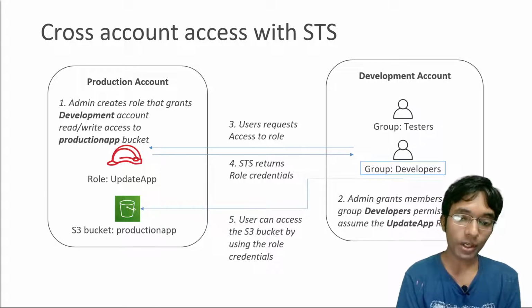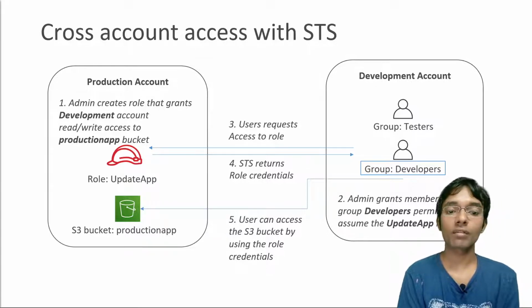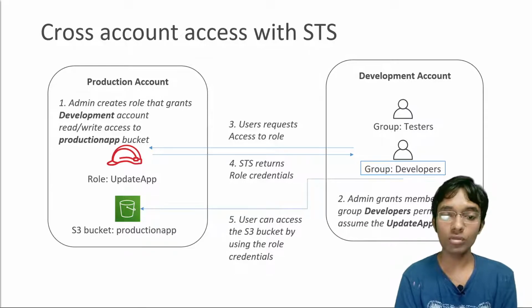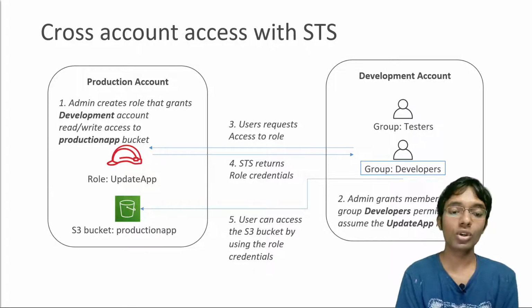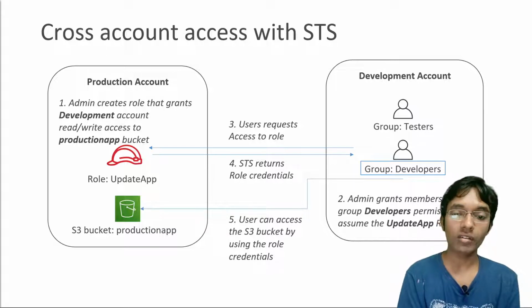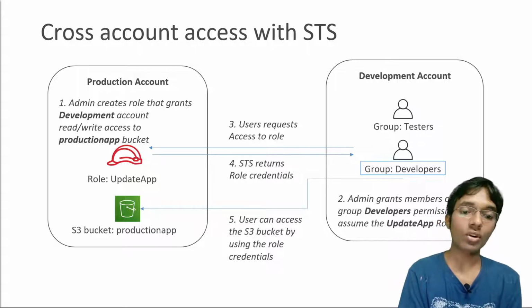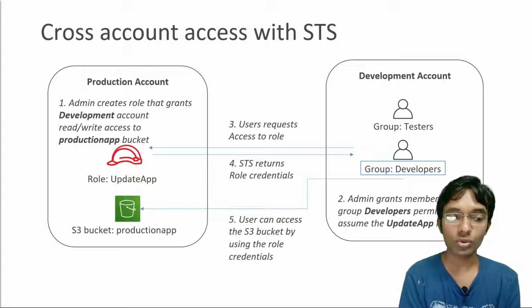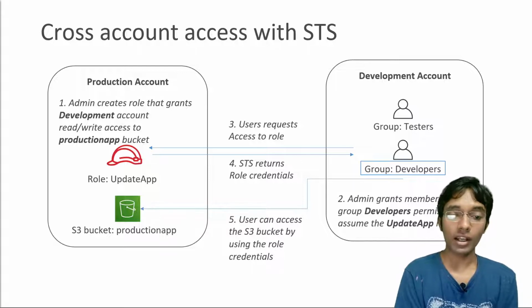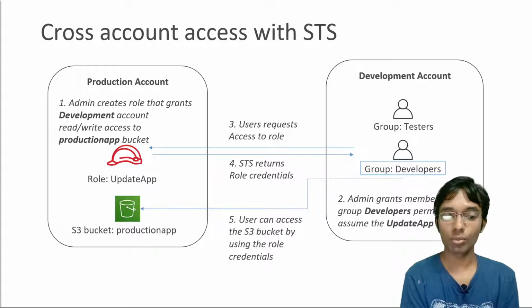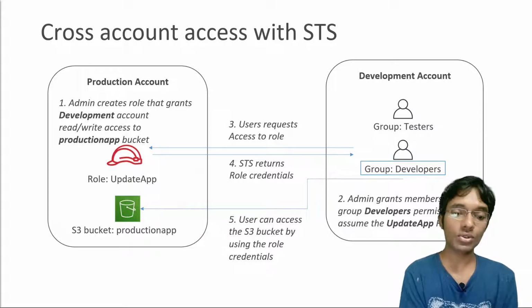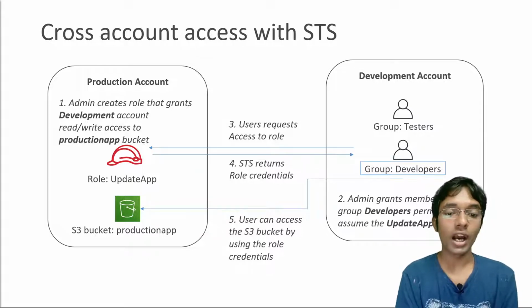Then in the development account, we grant the members of the developer group access to assume this update app role. So what happens then is that the users of the developers group only can request access to the role using the STS API. STS will return the temporary credentials for the role, and using these credentials, the users can access the S3 bucket. Using the role credentials, so very simple.